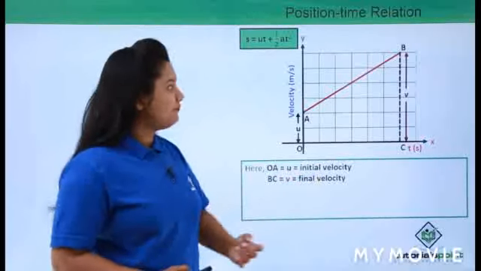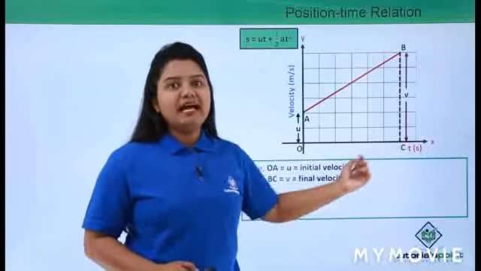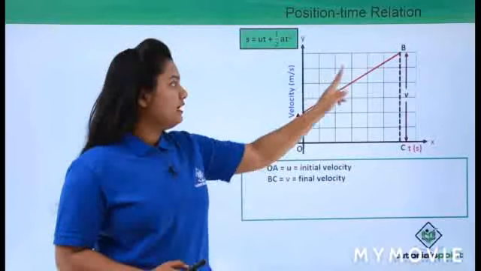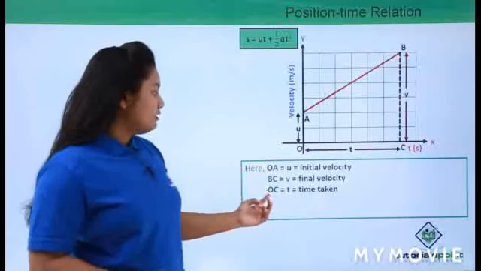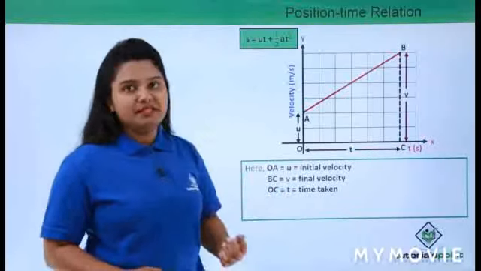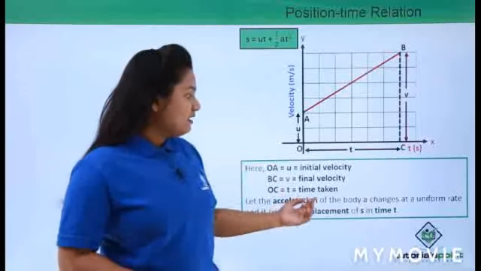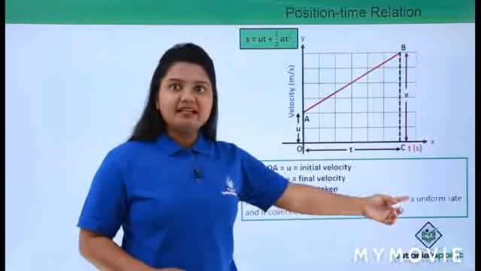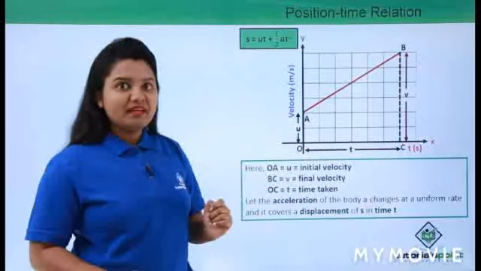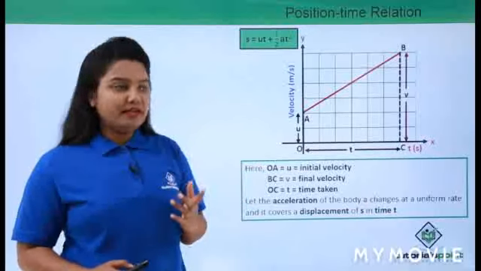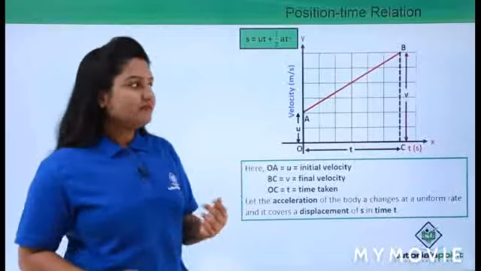Now OC is given by the time interval in which the body moves from A to B. So OC equals t, which is the time taken. Now let the acceleration of the body change at a uniform rate, which is apparent from the graph here, and the displacement covered by the body we will take as S, let's say in time t.